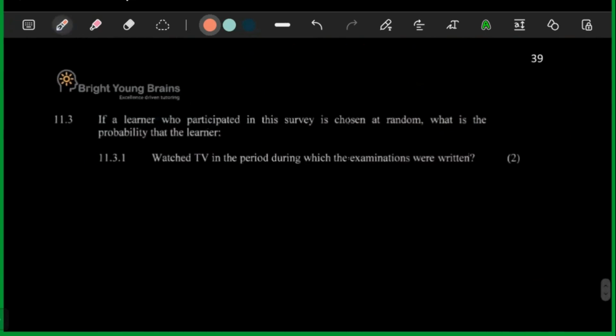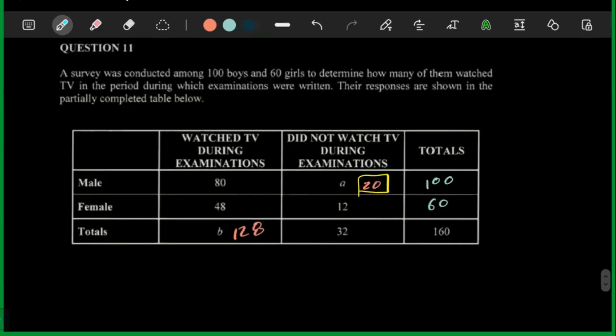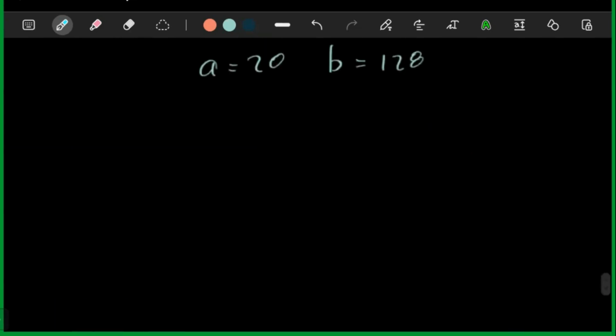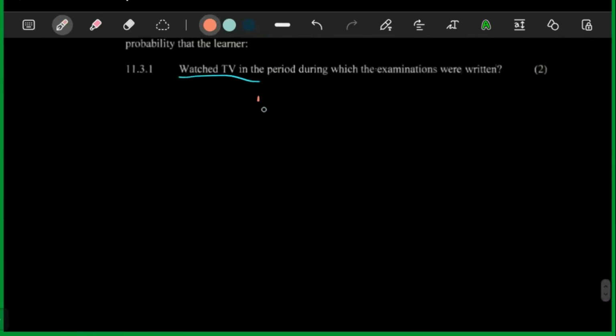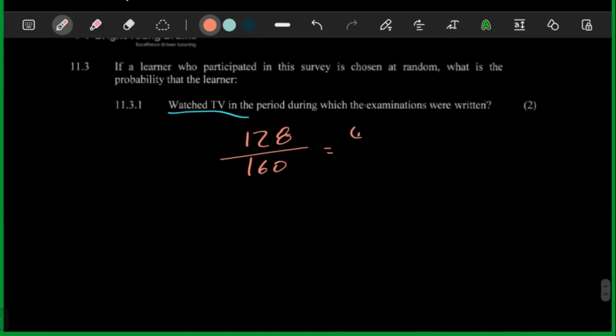11.3 says: if a learner who participated in this survey is chosen at random, what is the probability that the learner watched TV in the period during which examinations were written? So we want the probability of choosing a person that watches TV during the exam. Wouldn't it be 128 over 160? Yes, because 128 people is everyone that watches TV. In its simplest form, we have 4 over 5.